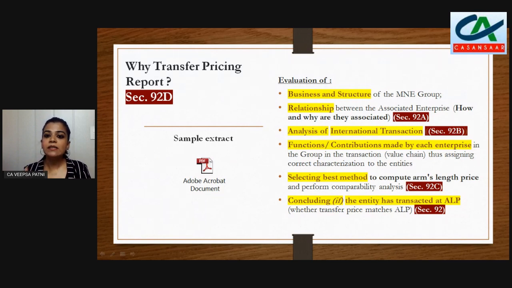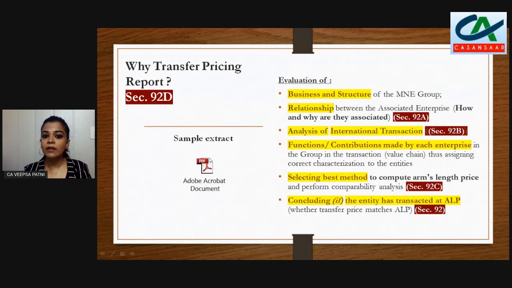It starts with the business and structure of the MNE group. What exactly is the business of the group? What does the ABC group do? Maybe it is dealing with, say, electronic goods. So it might happen that the Singapore entity, ABC Singapore, is manufacturing those electronic goods and then selling those goods to ABC India, while ABC India might be the distributor and is selling those goods in the Indian market. So by reading that global overview of the business of the group, you actually get a detailed idea of what exactly the business is.